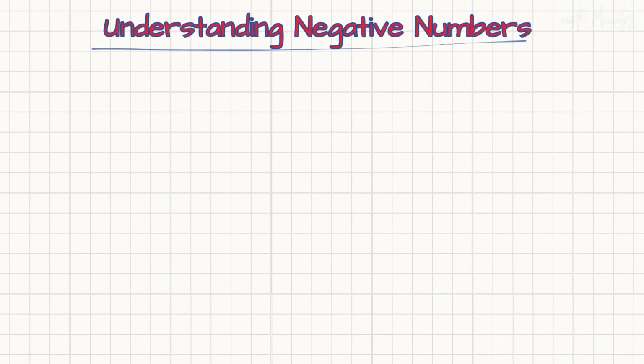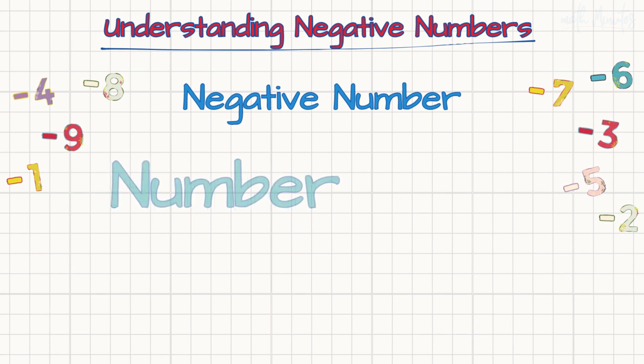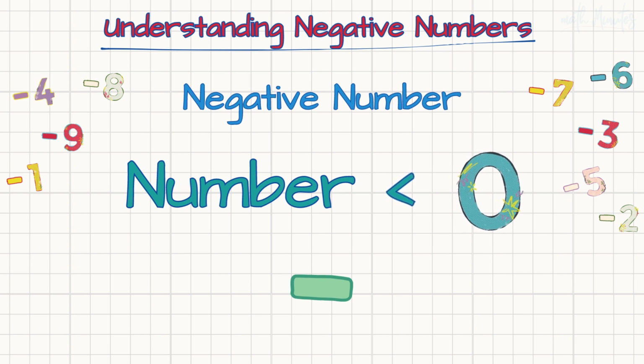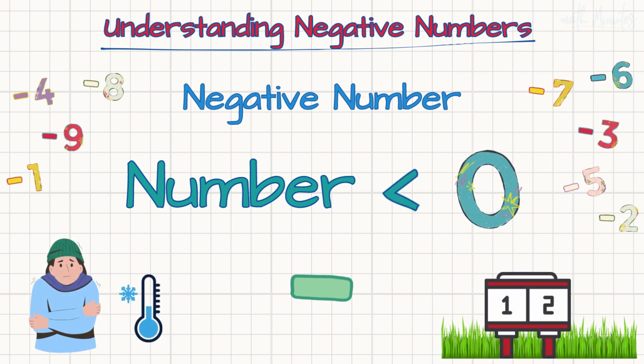Before we begin, let's quickly review what negative numbers are. Negative numbers are numbers less than 0 and are denoted with a minus sign. They help us represent values below 0, such as temperature below freezing or points lost in a game.